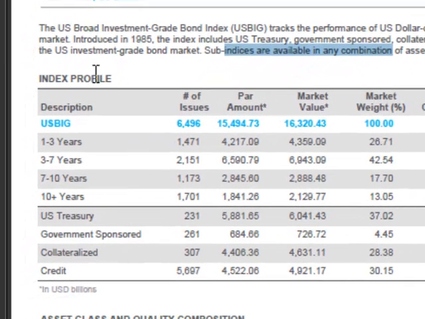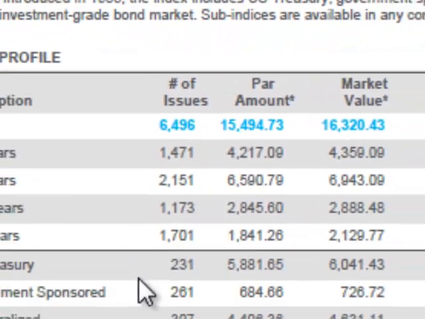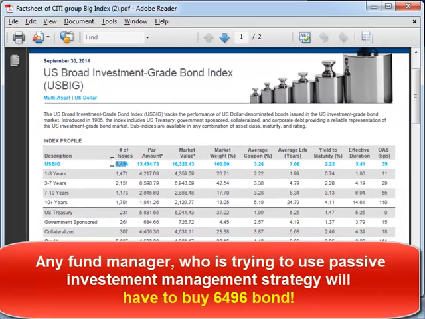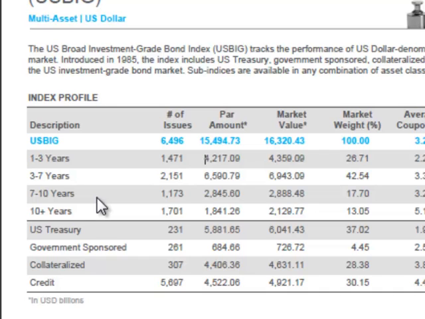Now the most interesting thing you would observe here is the number of issues, 6496. What does this number imply? These are the constituents of the index, roughly 6500, which means any fund manager trying to use a passive investment management strategy replicating the index would be required to buy all 6500 securities. Of course, that's going to be difficult for two reasons. One, the transaction cost is going to be really high, and second, some of the securities might be very illiquid and therefore difficult to buy. So what techniques can we use to overcome these kinds of difficulties? This is what the topic is about.